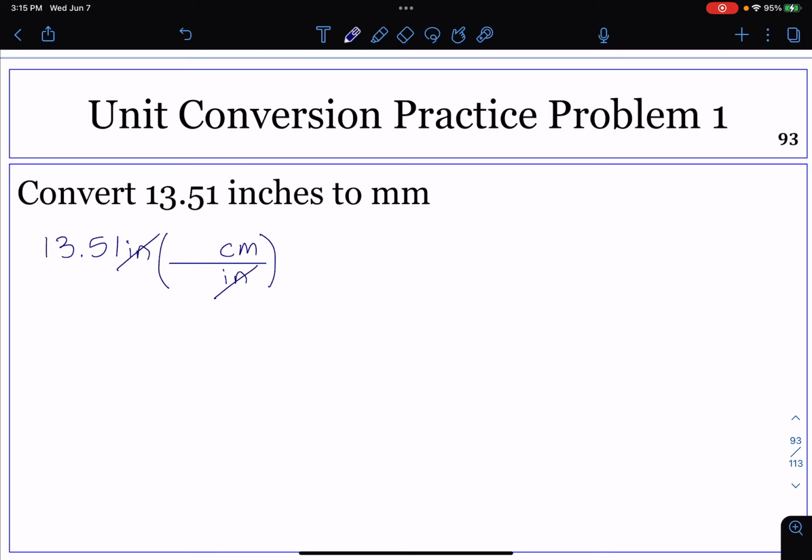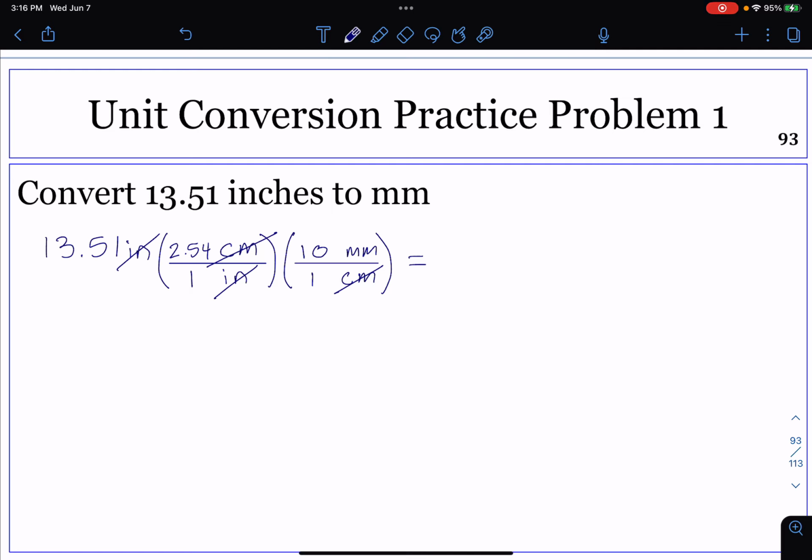From the unit conversion on the back of your periodic table, it said we had 1 inch is equal to 2.54 centimeters. So we could stop here, pull out our calculator, multiply 13.51 times 2.54, but instead let's just open up the next set of parentheses and write out the next one. Centimeters on bottom and millimeters on top now. This is because we want to cancel our centimeters, numerator and denominator. For every 1 centimeter, we have 10 millimeters.